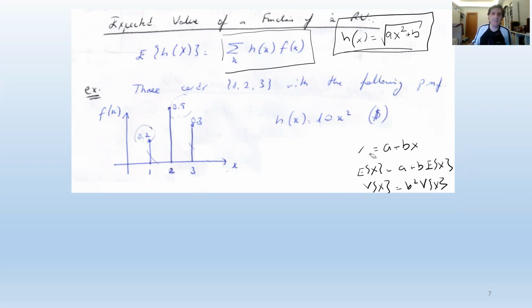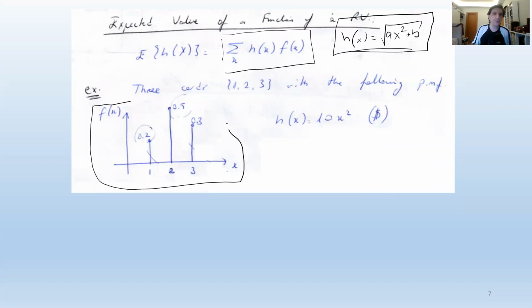So as an example, let's take this one. Let's say that we have 3 cards, 1, 2, and 3, and the probability of picking those cards randomly is shown with this probability mass function. So it's a discrete probability mass function, and x can take 3 different values. Support of x is equal to 1, 2, and 3.